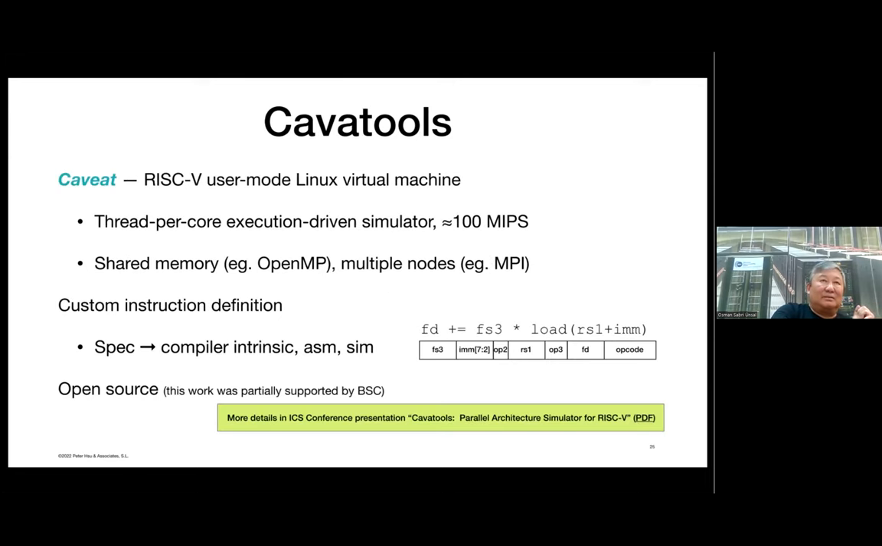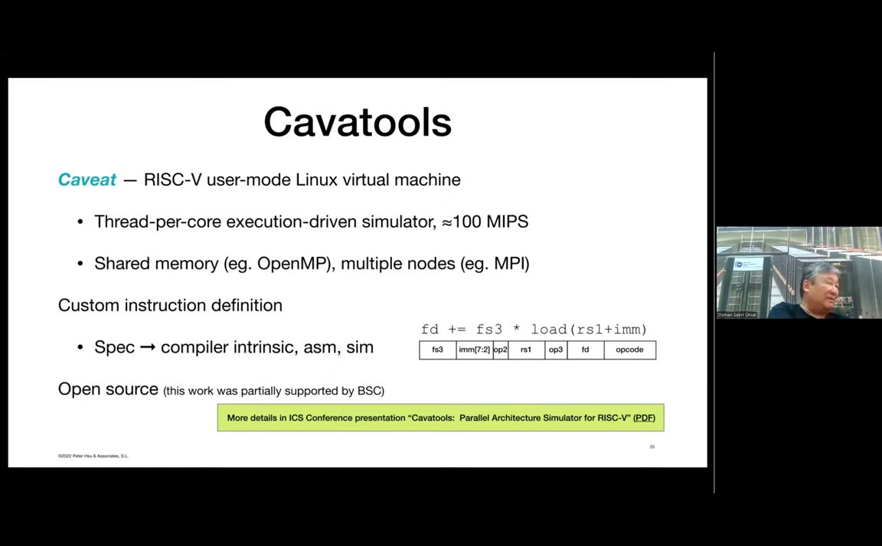So I've developed this Cavatool. This is actually what I did here at BSC last year. It's open source and was supported by BSC. And I gave a talk at last year's ICS conference on this tool. It's a simulator called Cavatool, and it presents a RISC-V user-mode Linux virtual machine interface. It works on multiple cores of your host computer, so it does thread-per-core execution. It runs OpenMP and MPI out of the box. You can put custom instructions in.